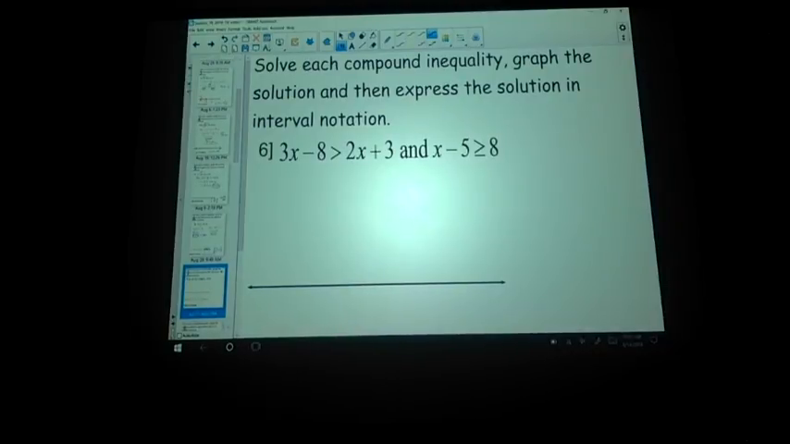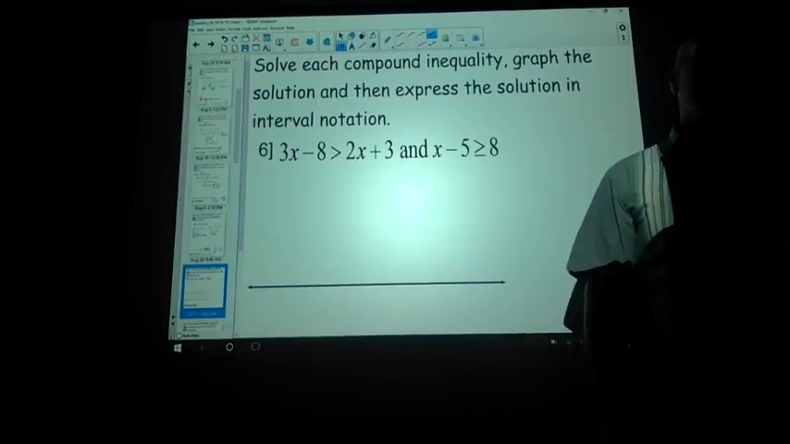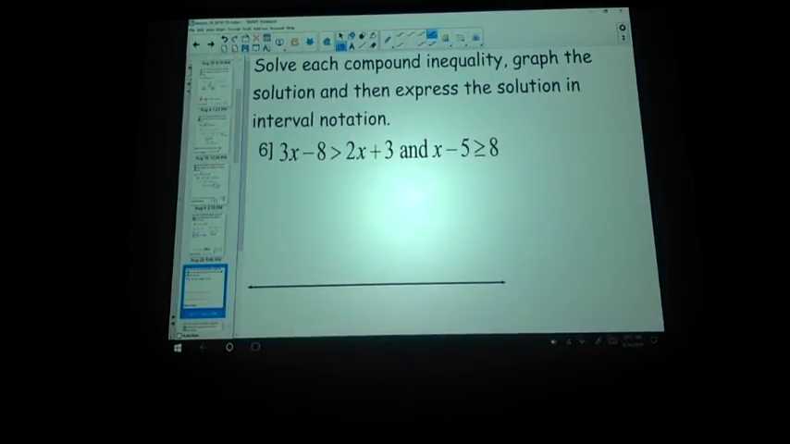All right, this is also a compound inequality, but we have the word and in here. Now, usually the and means you have 2 arrows that are coming together. They overlap each other when we graph it. So there are 2 problems here. We're going to work them out. We're going to graph them both.